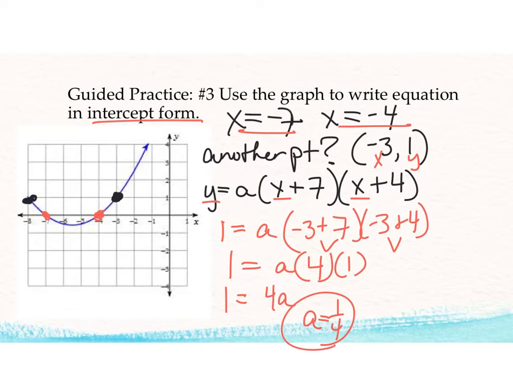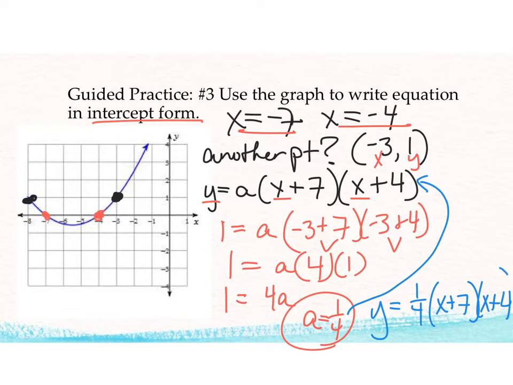We have found a, which means we're basically done. Now you want to take that a value, put it right there, keep your x's and y's, but substitute 1/4 in for a, and you have written your equation. Y equals 1/4, x plus 7, x plus 4. Easy.